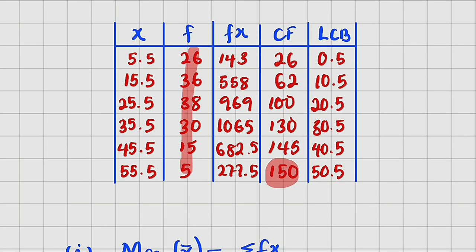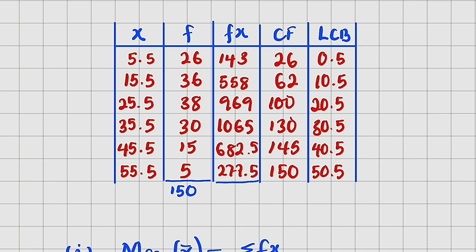Therefore, if you add all the frequency together, you have to get 150. So this is 150. That is the total. Then we need the total of fx as well. So let us add them all together.